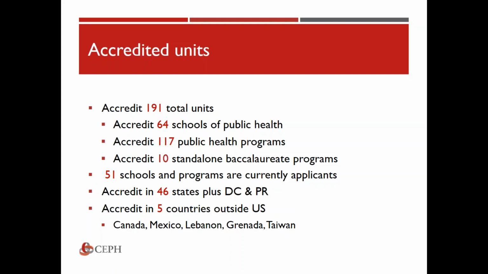We are also rapidly growing, very much like PHAB. So we have about 50 schools and programs that are currently applicants, and that means that the 191 will increase by approximately 50 over the next 3 years. As I said, we accredit all over the United States, as well as in 5 countries outside the United States, and those are the countries that we also work in.